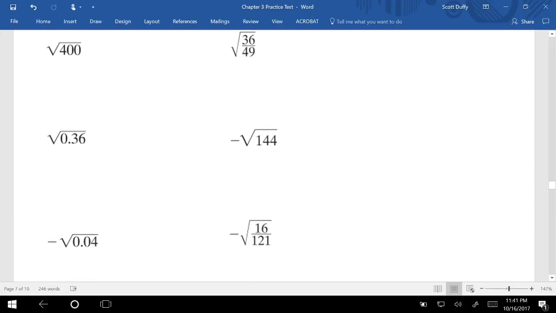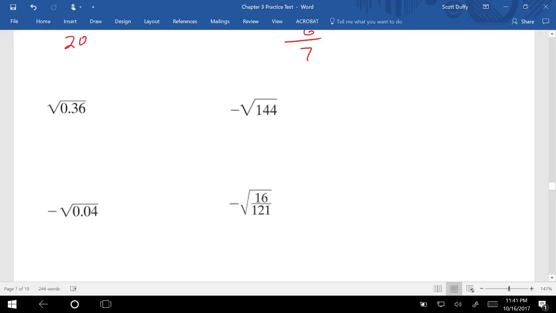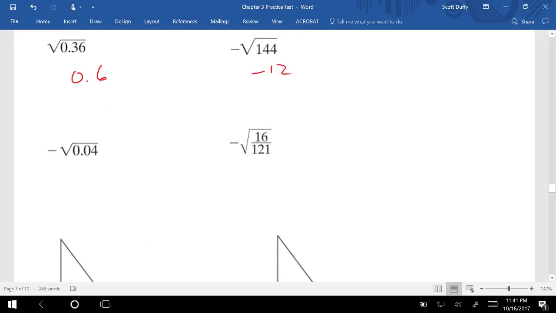So I don't ask for the negative version, I just want the positive version, and the square root of 400 is 20. Positive version of 36 is 6. 49 is 7. Positive version is 0.6. Negative version is negative 12. Negative version is negative 0.2. Negative is negative 4 over 11.